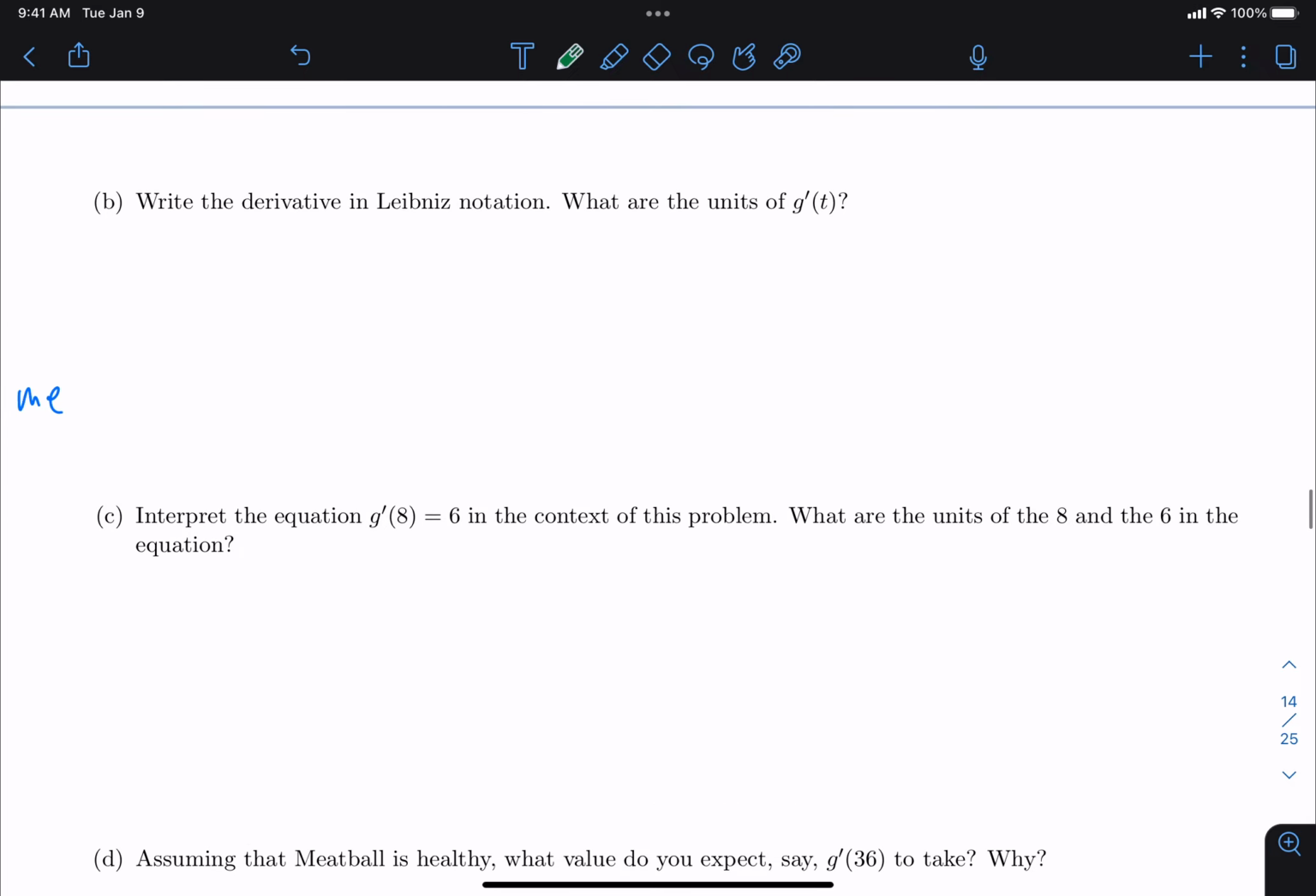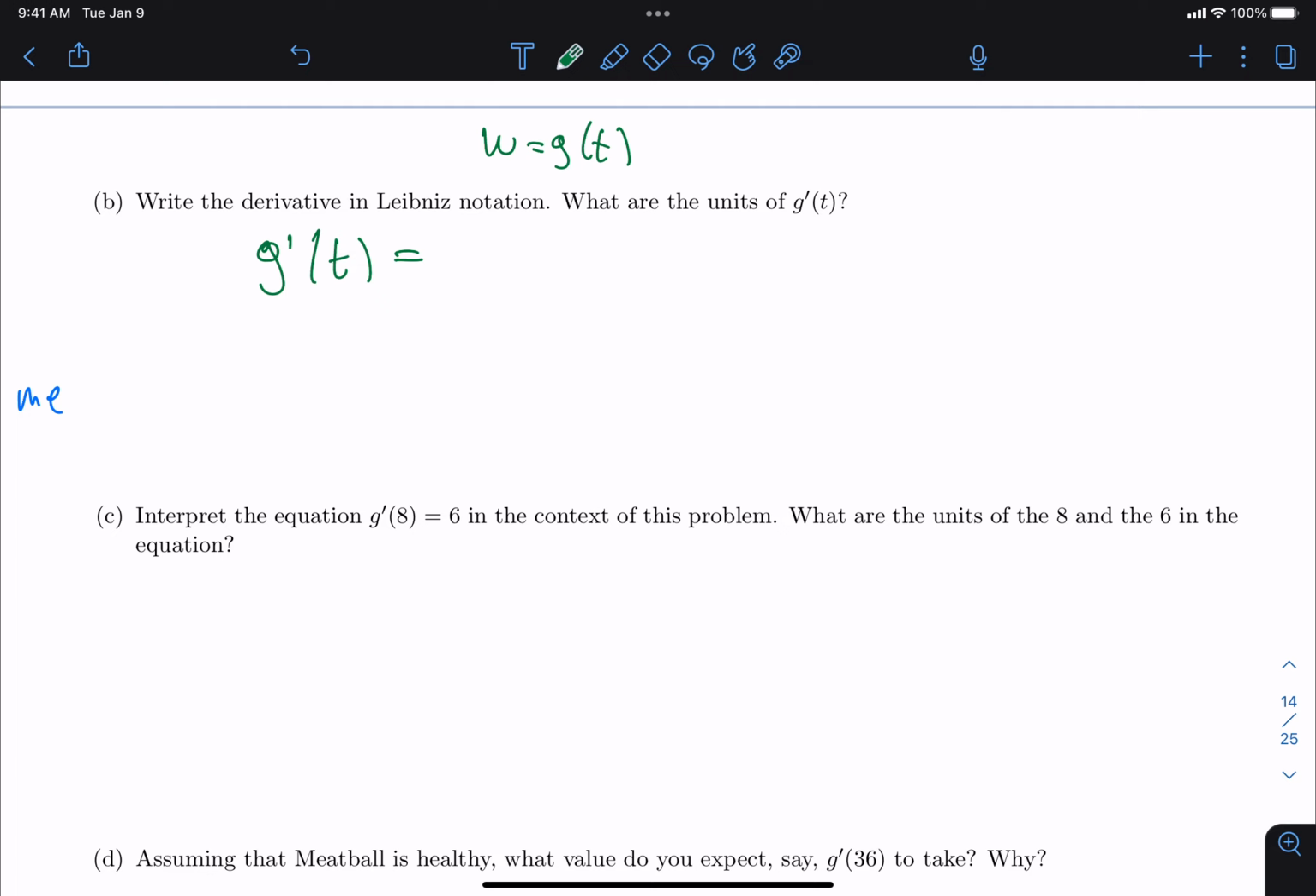All right, write the derivative. So remember, w equals g of t. So the derivative, we could write it as g prime of t. How would I write it using Leibniz notation? Close, but what's the output of this function? The input is time, and the output is weight, w.